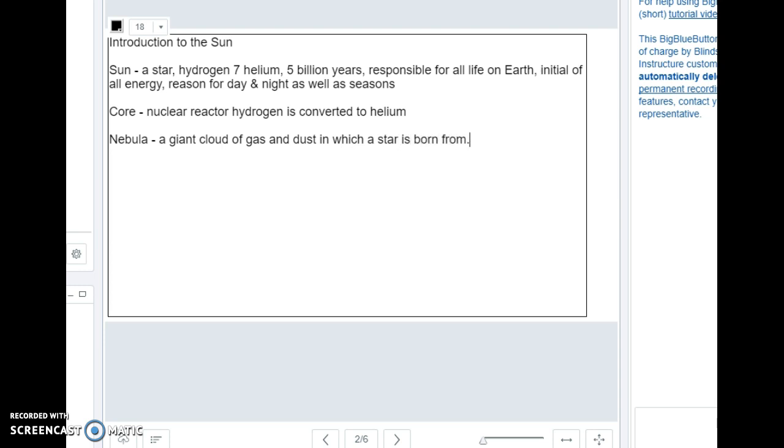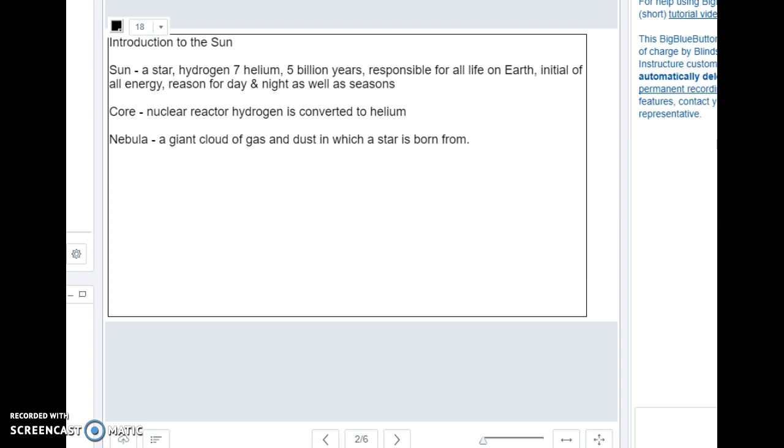So the sun being a star, this is also how it was formed. It was created from a nebula. Now the sun, even though it's a star, to us it looks very large and all other stars look very small. This has to do with the distance that the sun is from the earth.